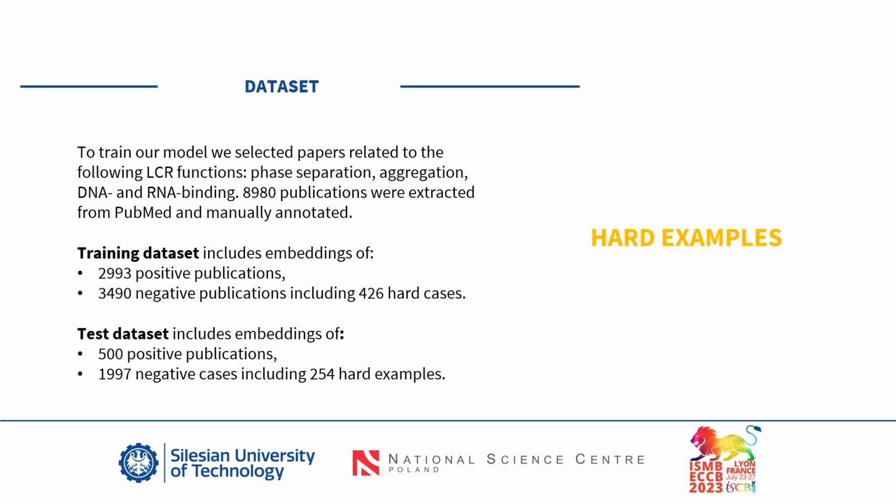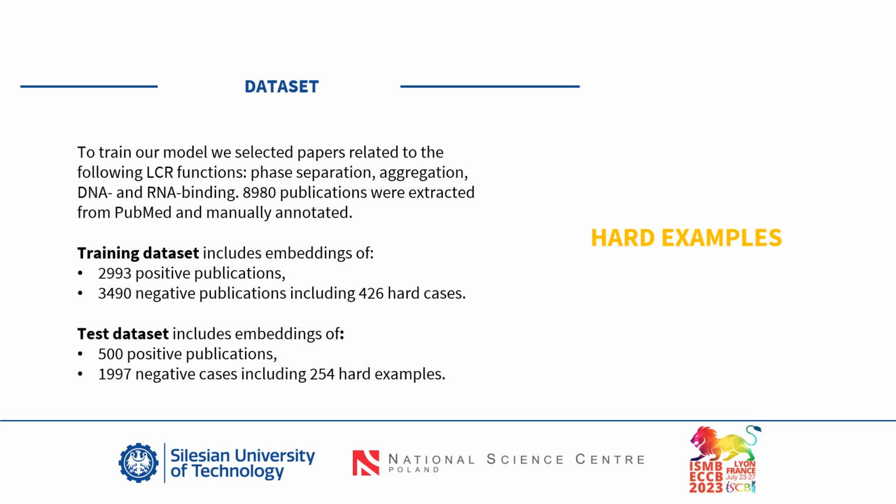To begin with, I extracted and manually annotated almost 9,000 publications, from which the title and abstract were used for further analysis. The positive collection included publications describing LCRs with one of the following functions: phase separation, aggregation, DNA or RNA binding. The collection was divided into train and test datasets, and additionally the negative cases were enriched with hard examples. The hard examples are publications unrelated to LCRs, but with similarity of tokens to those describing LCRs, so they are more challenging to classify correctly.